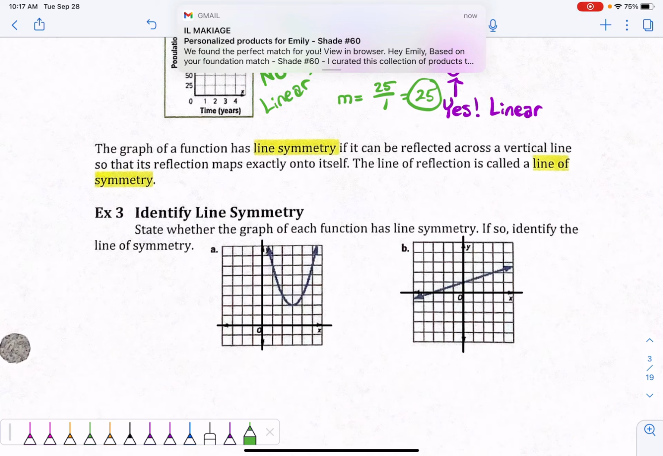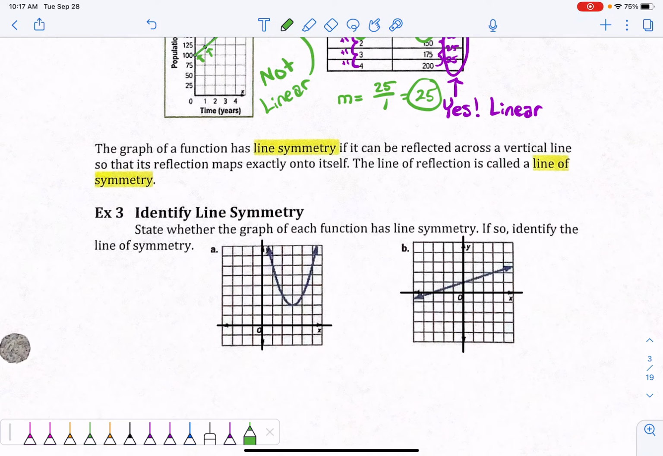So anyway, all right. The graph of a function has line symmetry if you can draw a line through it and it's reflected across that line, okay? So if it can be reflected across a vertical line so that its reflection maps exactly onto itself, this is called a line of symmetry, okay?